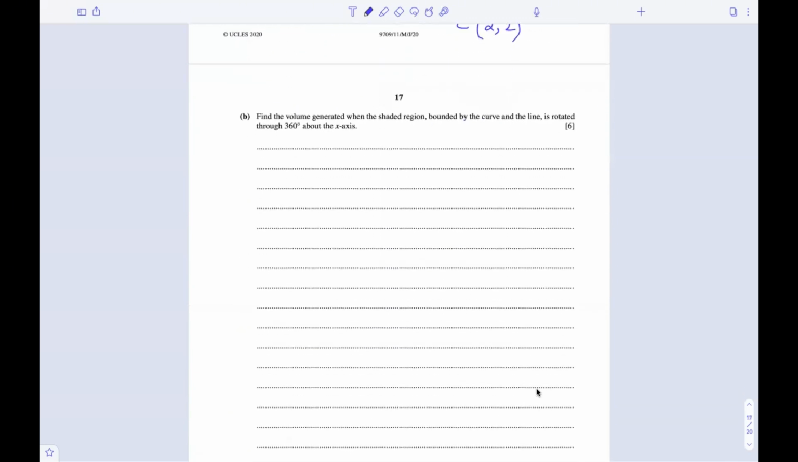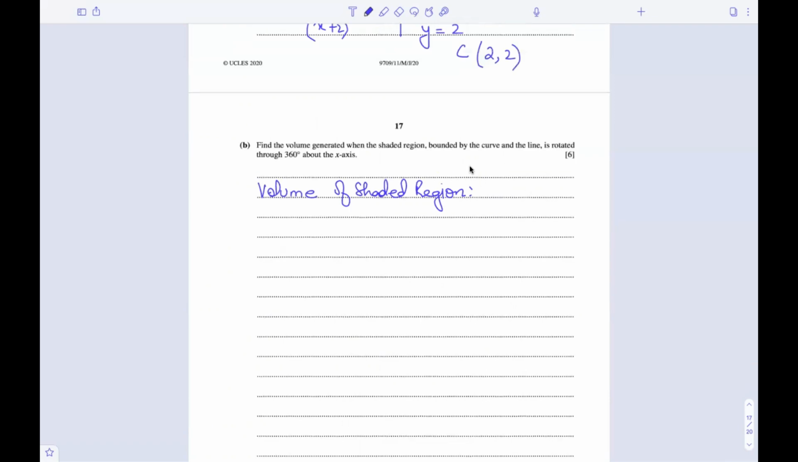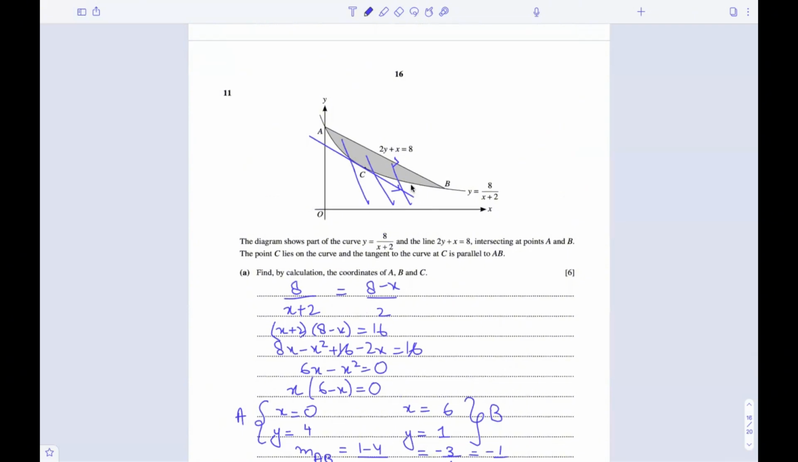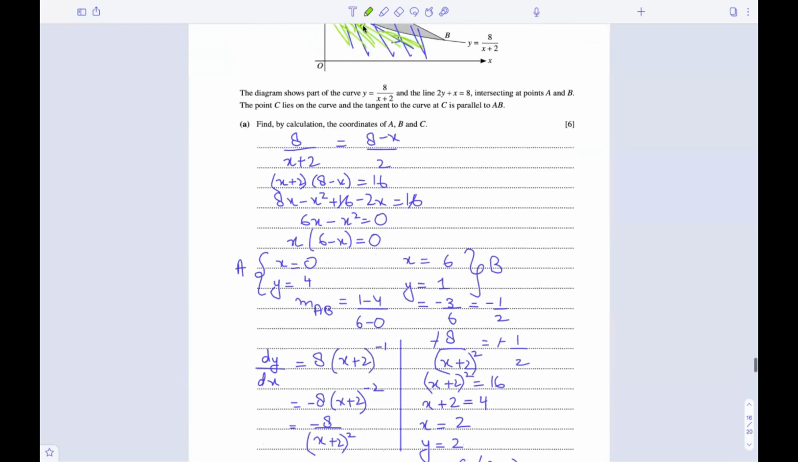In part B, we have to find the volume generated when the shaded region bounded by the curve is rotated through the x-axis. For the volume of the shaded region, we will find the volume under the curve and subtract it from the volume under the line, and this will give us the shaded region. Because the volume under the line would be this whole area, and the volume under the curve would be this part. So subtracting these two volumes, you will get the volume of the shaded region.